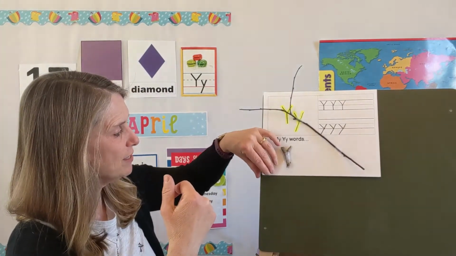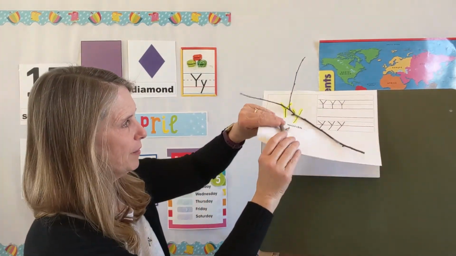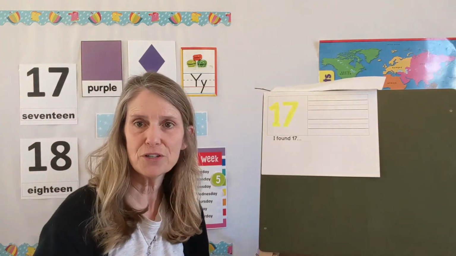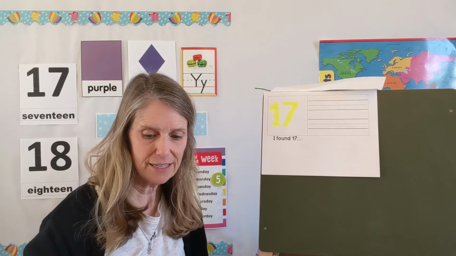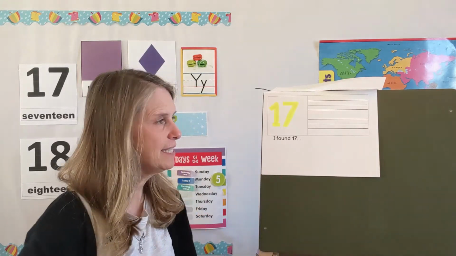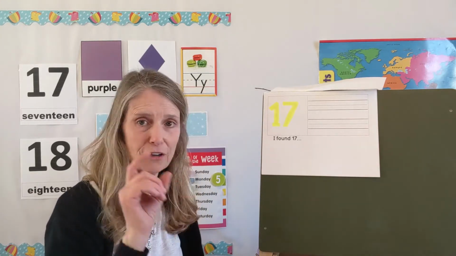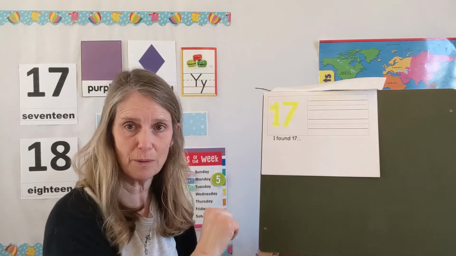Let's flip the page and see what's waiting for us next. Let's see if I can flip it without breaking my branches there. Okay. Next is our number. Do you remember what our number is? It's the number 17. And just like with our Ys, we're going to practice by tracing first. You ready? Take your finger. I'm going to trace on there, and then I'm going to do it with my marker.